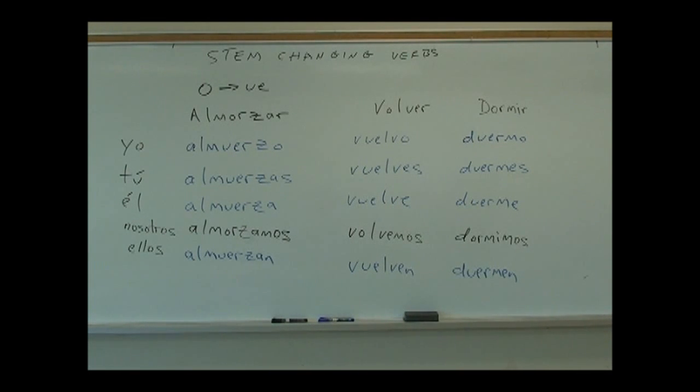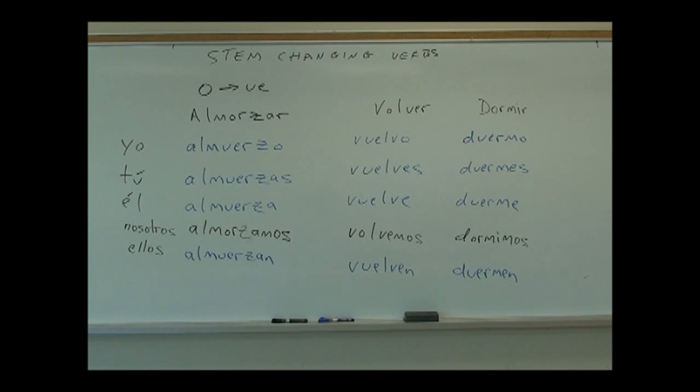Let's look at volver, the ER verb. The O changes again to UE. Yo vuelvo. I return. Tú vuelves. Él vuelve. Nosotros again does not change. Nosotros volvemos. Ellos vuelven.